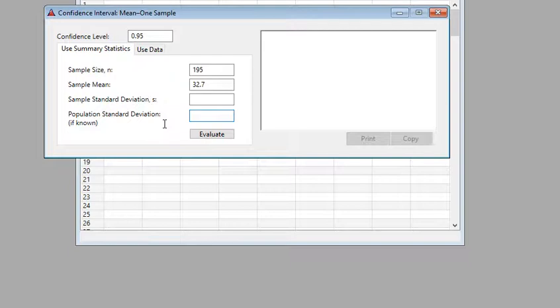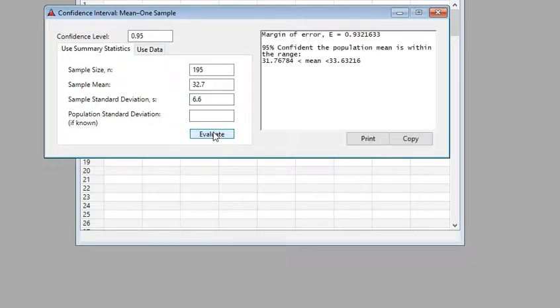But there's a reason that we don't use that. It's very unlikely that you would know the population standard deviation, but somehow not know the population mean. Typically, if you know one, you're going to know the other. It's not very often that you would know one without the other. So let's put it back here and click Evaluate.